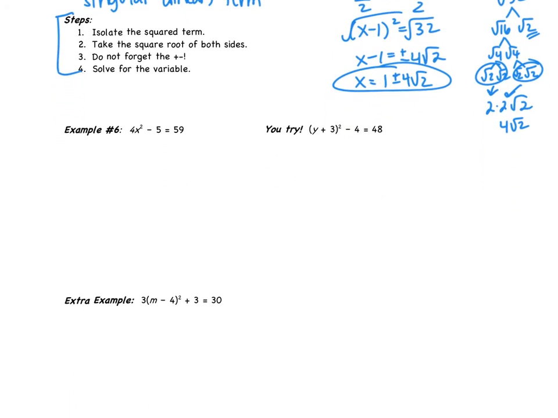For example 6, can we use the square root method? Well, we have an x squared but no x, so that tells us yes, we can. I'm going to start by adding 5 to both sides. So I get 4x squared equals 64. Divide by 4. So I get x squared equals 16. Now I'm ready to take the square root. On the left side, I just get an x. Square root of 16 gives me 4. Don't forget though, when you take a square root, you get a plus or minus.